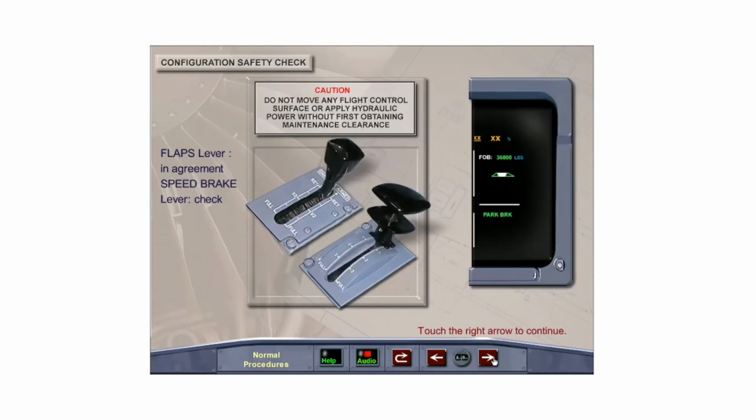When performing the configuration safety check, confirm on the upper ECAM flap position indicator that flap position is in agreement with the flaps lever. Also check the position of the speed brake lever. If the flaps are not in the 0 position or the speed brake lever is not in the retract position, contact maintenance. Do not apply hydraulic power or move any flight control surface without first obtaining maintenance clearance.